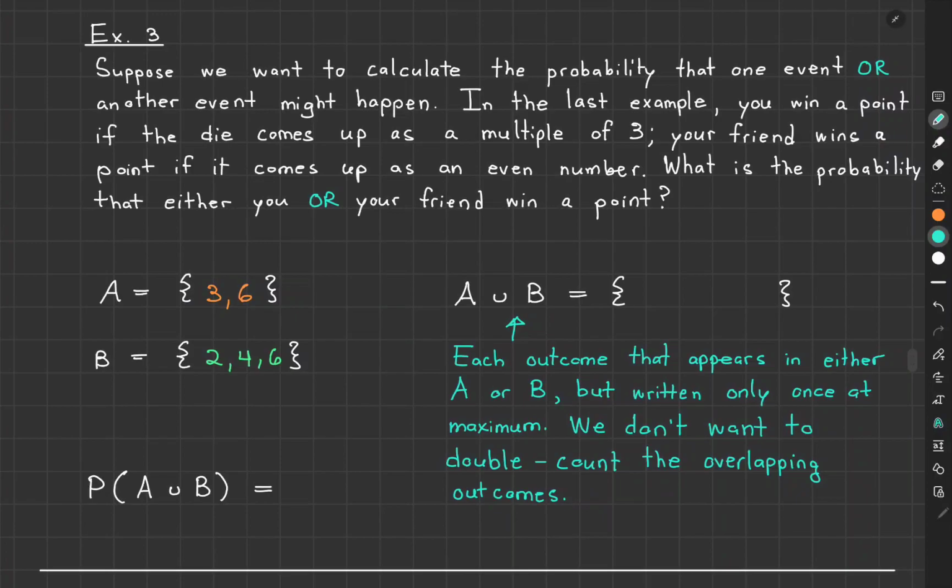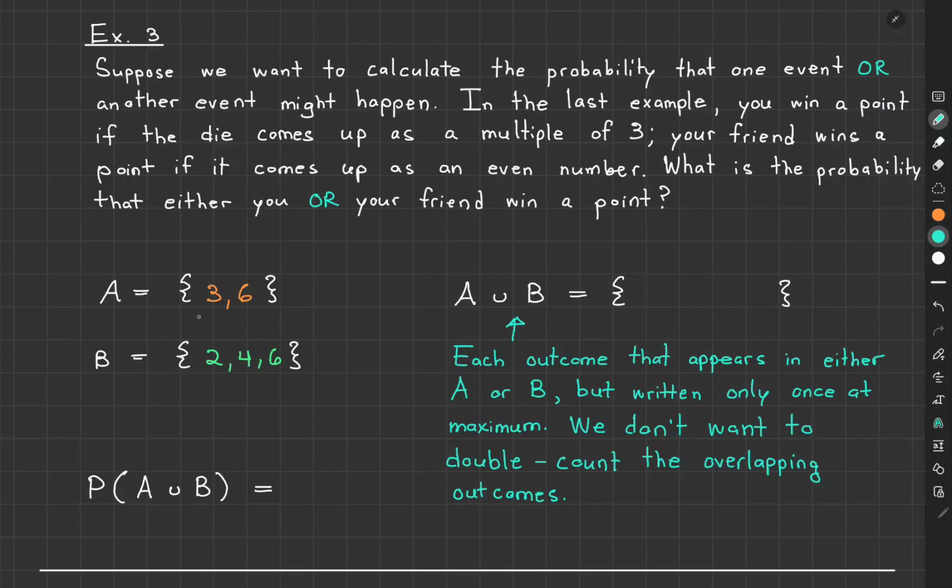Alright, let's look at example 3. Suppose we want to calculate the probability that one event or another event might happen. Okay, so in the last example, we just calculated the probability of A and B winning. Right, now let's consider the probability that A or B might win. So in the last example, you win a point if the die comes up as a multiple of 3. Your friend wins a point if it comes up as an even number. What's the probability that either you or your friend wins a point?